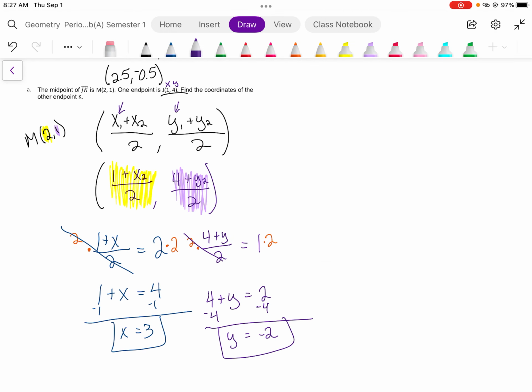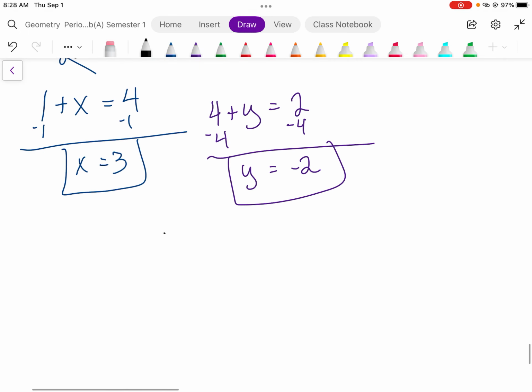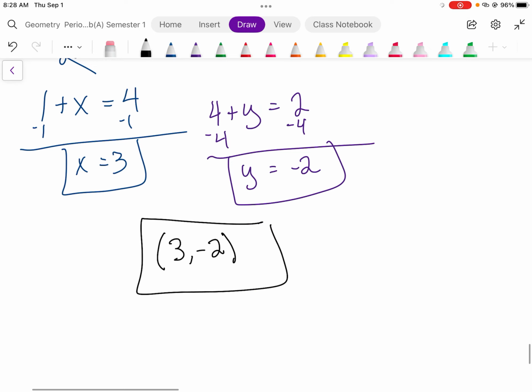Now, when you are writing your answer for this problem, they asked us in the question to find the coordinates. So coordinates always mean that you're going to write your answer in the form x comma y. Now that we have our x and our y coordinates, we're just going to write that out as (3, -2). And that's how you want to write your answer for full credit. This is what you need on a quiz or a test.